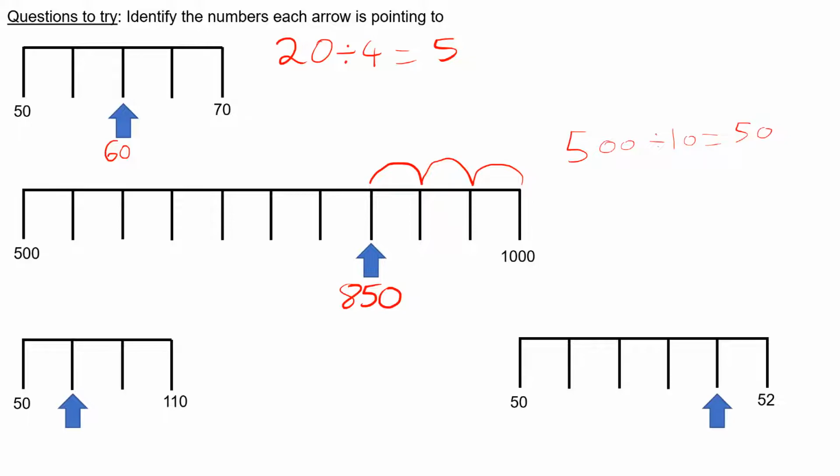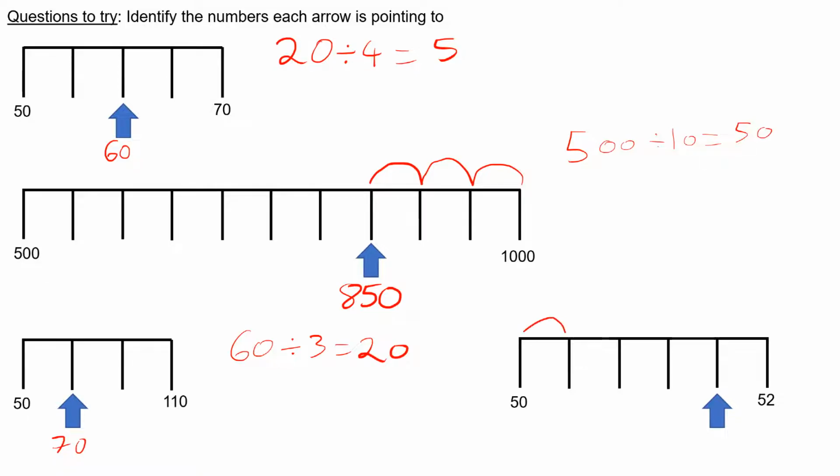Thirdly, we have 3 jumps and we're going up by 60. 50 to 110, we need to add 60. 60 divided by 3 is 20. So the scale is going up in 20s. So we have 50, 60, 70. So we can say the arrow is pointing to 70.